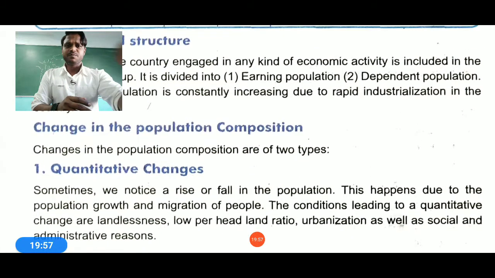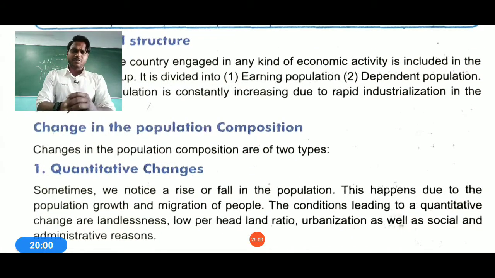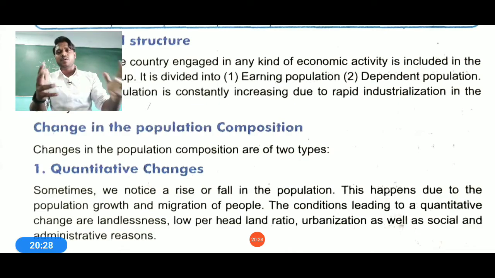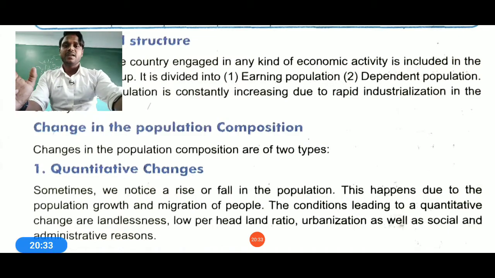Now, change in the population composition. Changes in the population composition are of two ways: quantitative as well as qualitative. Sometimes we notice the rise and fall of the population that happens due to population growth and migration of the people. The conditions leading to quantitative change are landlessness, low per head land ratio, urbanization, as well as social and administrative reasons. Some people are living a quantitative life, they don't have any quality in life, they just live in the quantity of life. It means the life may not be good enough, but some are living a qualitative life.